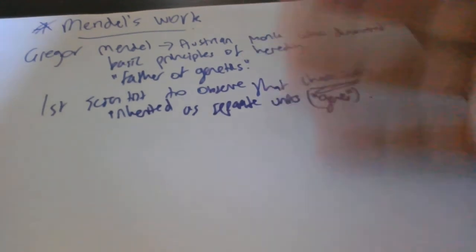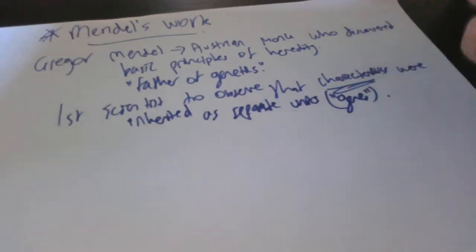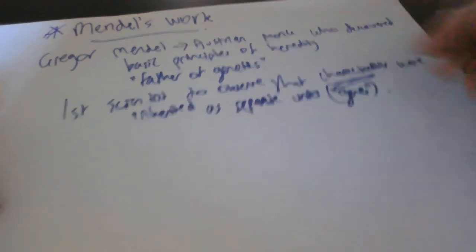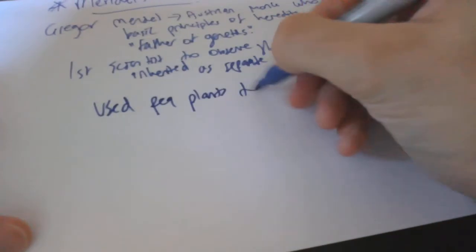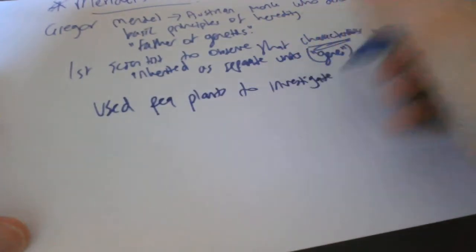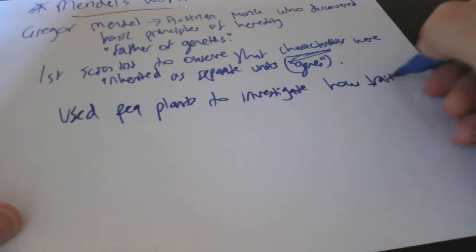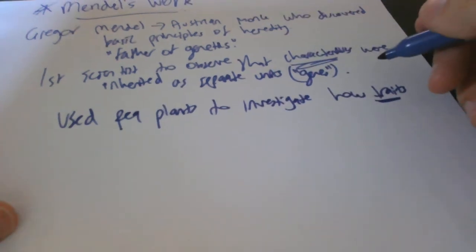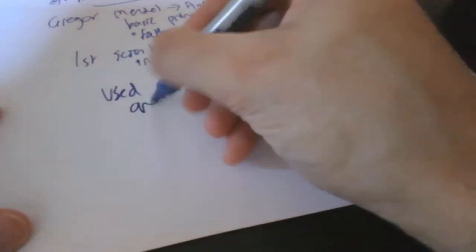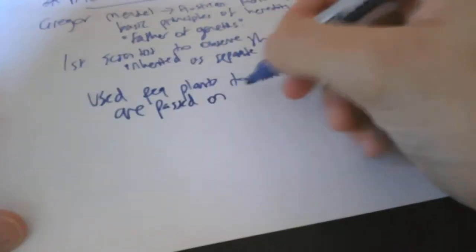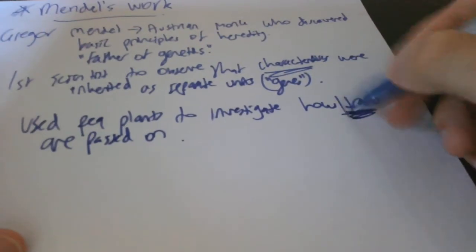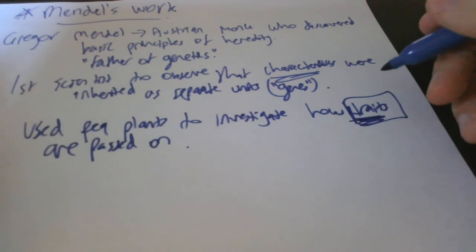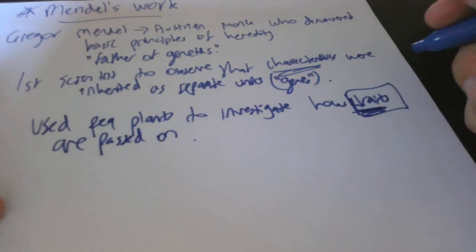And he basically used pea plants. This guy's common in all biology, so he's known for his work on pea plants. He used pea plants to investigate how traits are passed on. Traits are basically characteristics. He wasn't the first to try to do this, but he was the most successful. That's why he's called the father of genetics. So traits is a key word to know here. It means characteristics, like how tall you are, what color you are, and so on.